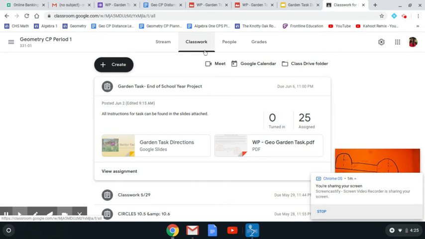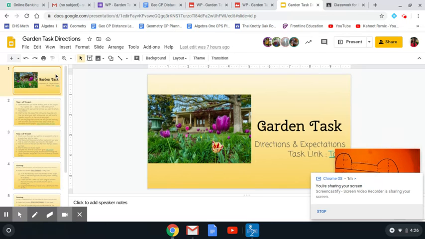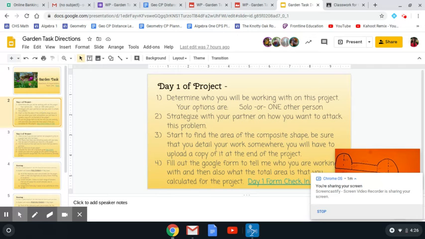Go to your Google Classroom, go to the classwork tab, and this is the actual task right here, the PDF. Over here, this is the directions through Google Slides. So if I click on the Google Slides, the first slide just says garden task, and I linked the actual task to it, so you don't have to go to two places in case you don't want to.